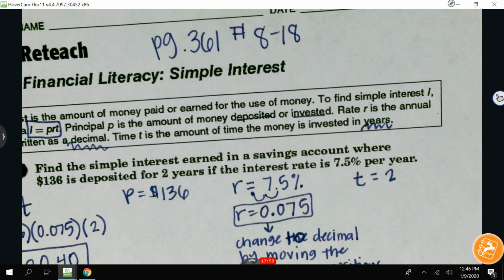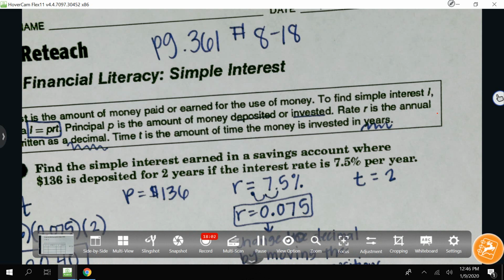Those first 2 rows, I'm going to go ahead and grab a book.